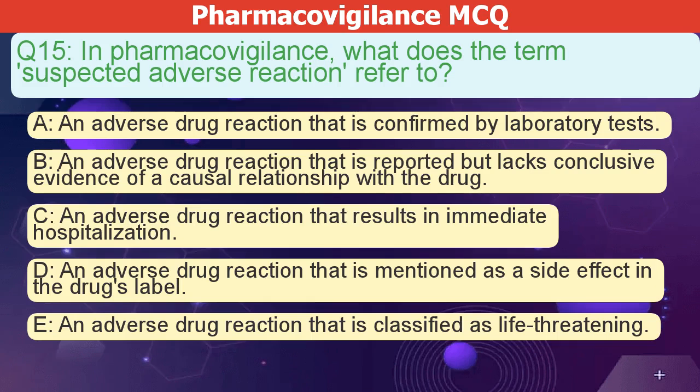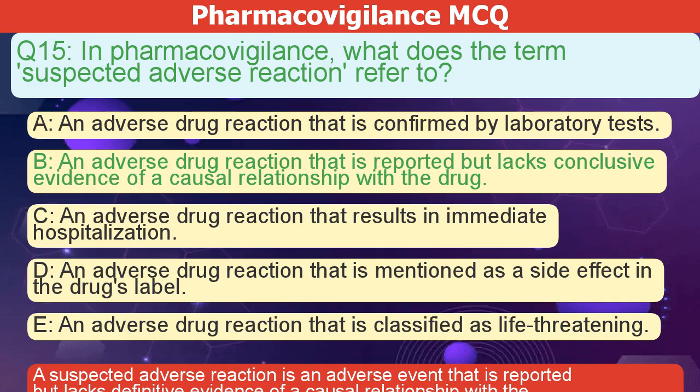In pharmacovigilance, what does the term suspected adverse reaction refer to? A. An adverse drug reaction confirmed by lab tests. B. An adverse drug reaction reported, but lacking conclusive evidence of a causal link to the drug. C. An adverse drug reaction resulting in immediate hospitalization. D. An adverse drug reaction listed as a side effect in the drug's label. E. An adverse drug reaction classified as life-threatening.